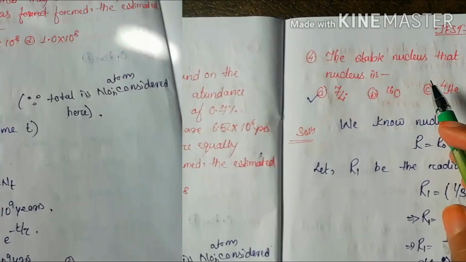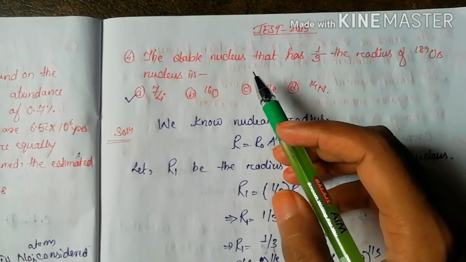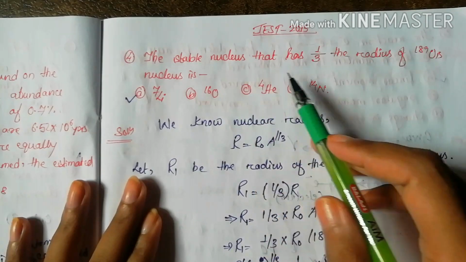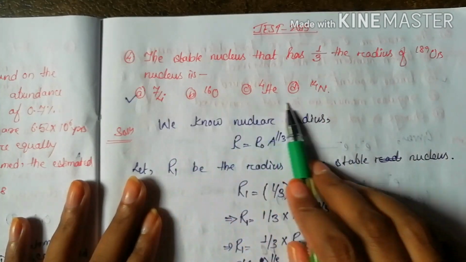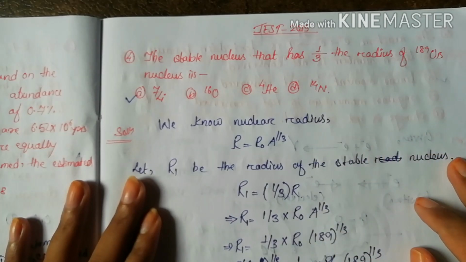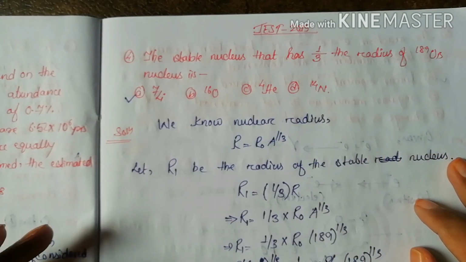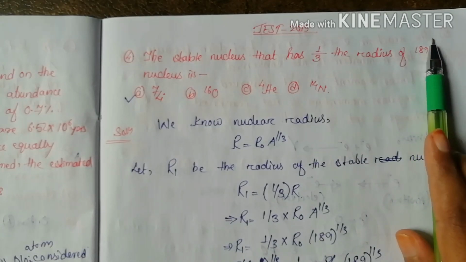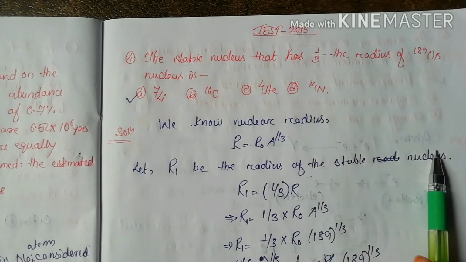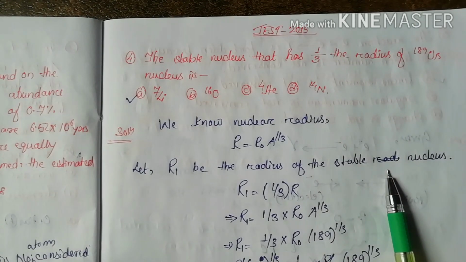So now let's come to the next question. The next question is from JEST 2015, and the question is: the stable nucleus that has 1/3 the radius of osmium 189 nucleus is. So these are the 4 options. We have to find the stable nucleus which has a radius that is 1/3 of this particular nucleus. So we know the very basic formula of nuclear radius.